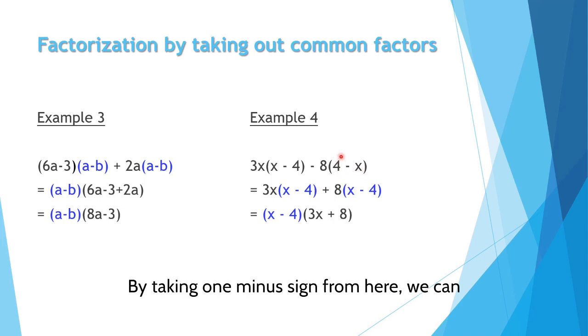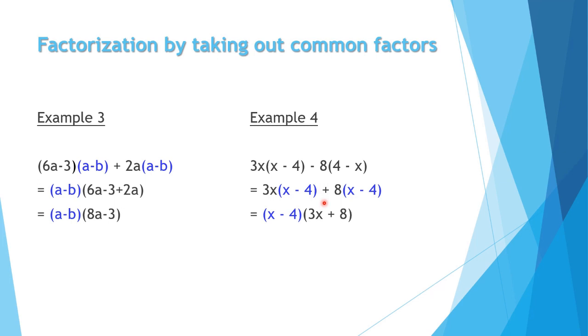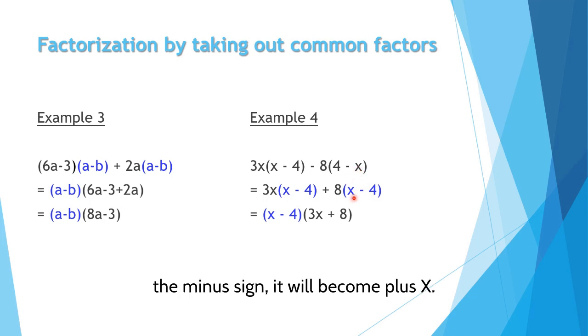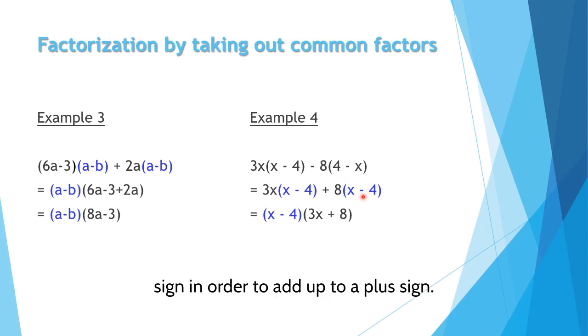By taking one minus sign from here, we can add up with this minus sign to become plus, and then the order will become x minus 4. Because the minus x, after we take out the minus sign, it will become plus x, but the plus 4 originally is a plus. After taking out one minus, we should give it a minus sign in order to add up to a plus sign. That's it. And then here, both brackets are consistent, and then we can take out x minus 4 as the common factor, and then all the rest is in another bracket. And this is the final answer.